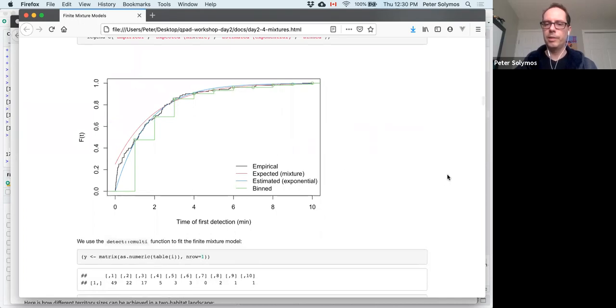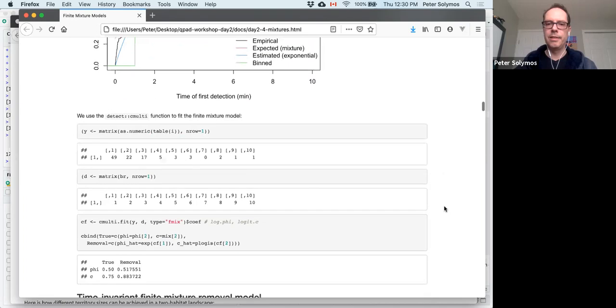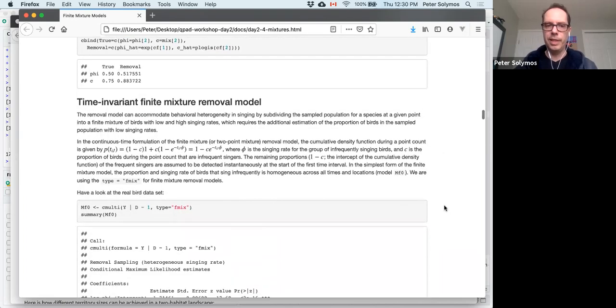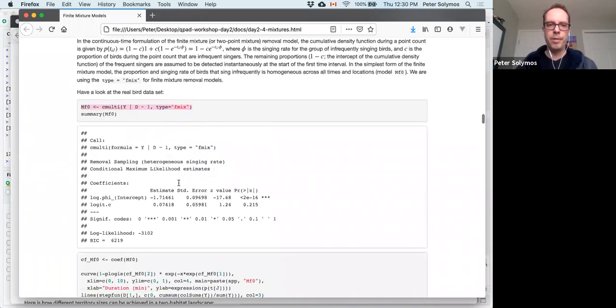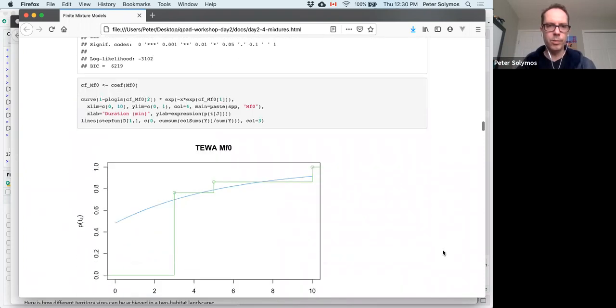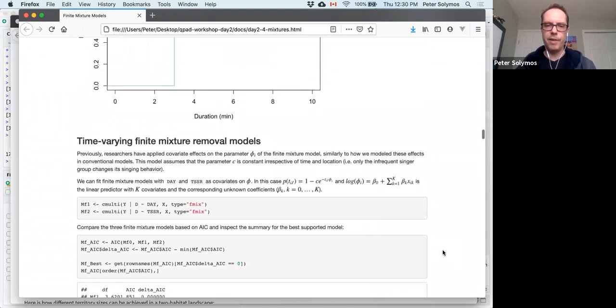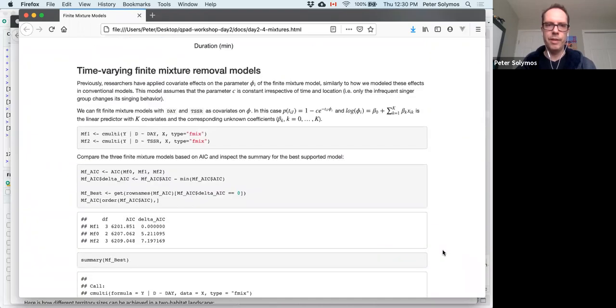And if we know this cumulative density function, again, we can fit this model to the data, and that's what is happening when you use this F-mix, finite mixture, as the type. Same thing, Y, pipe D follows 1, so it's just a constant. But the output is now showing us there's a phi and the C and the logit of C, because that's between 0 and 1. So without going a lot more into the details, this is kind of the finite mixture model that we can also fit.